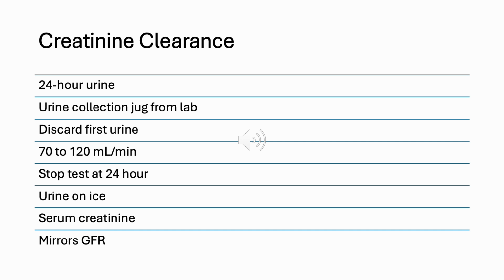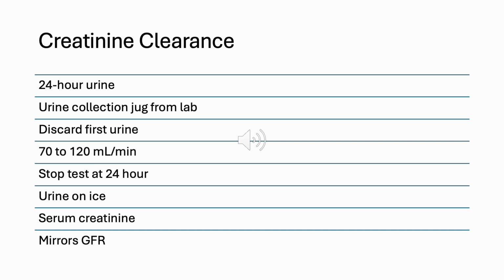All right, with the creatinine clearance, I had talked about this, this is what mirrors the glomerular filtration rate, okay? The normal is 70 to 120 milliliters per minute, which is very close to the GFR, right? The only way you can measure it accurately is to get a 24-hour urine.